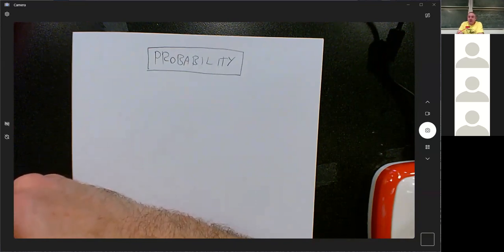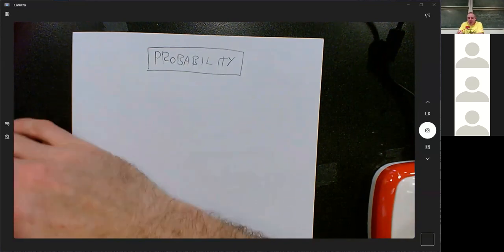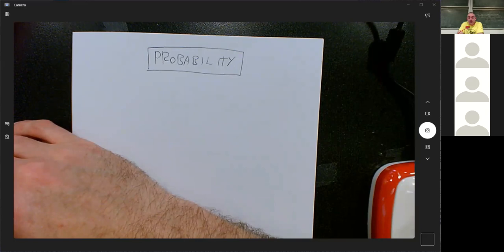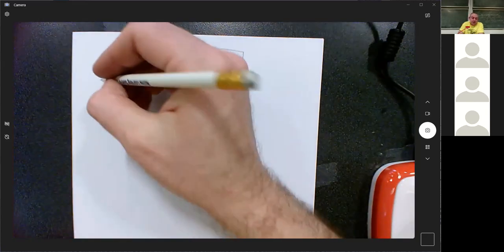So a probability is a comparison between what has happened, or what you think you would like to happen, or whatever it is you're thinking about, and all the things that could have happened. That's what probability is.